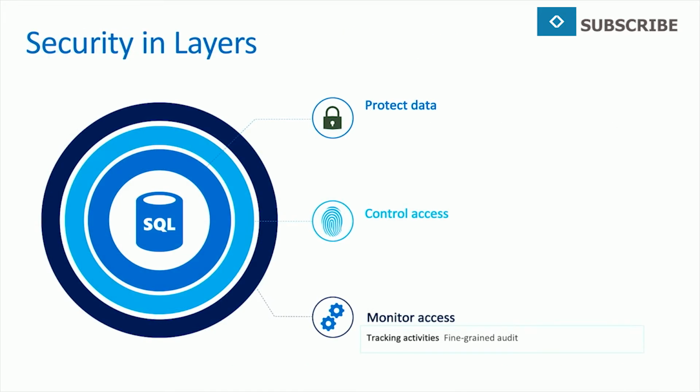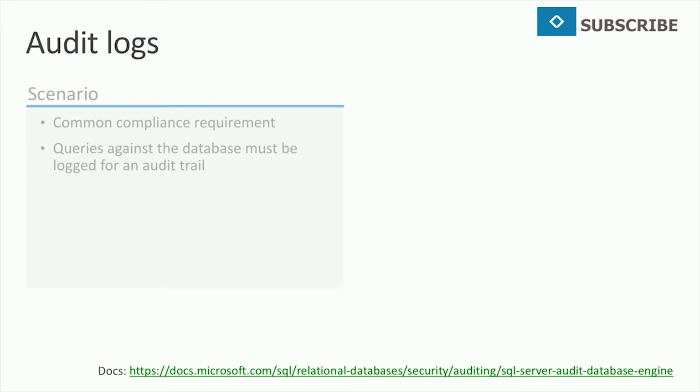So now that we've covered encryption as well as controlling access, let's look at the outermost layer, which is about monitoring access and keeping track of who does what in your database. Just like on Windows, SQL Server supports a fine-grained audit feature, which allows you to track and log activities relating to users, actions, and objects. This feature is commonly used by customers who need an audit trail in order to meet certain compliance standards.